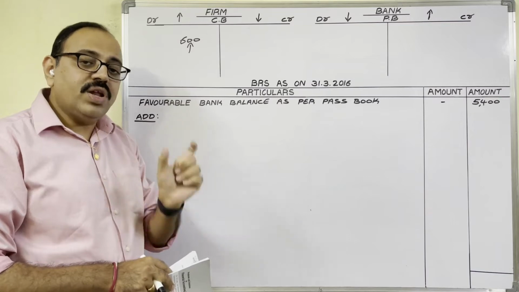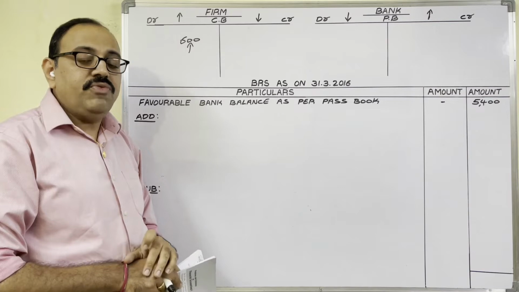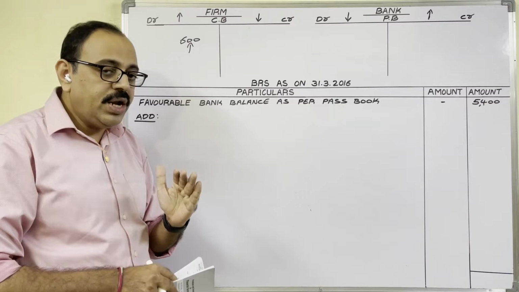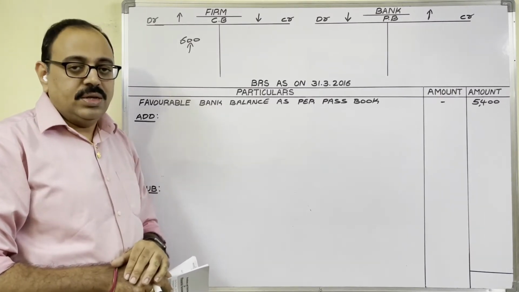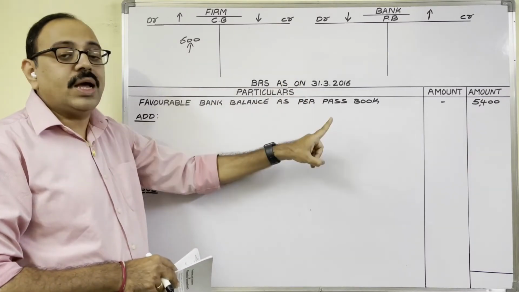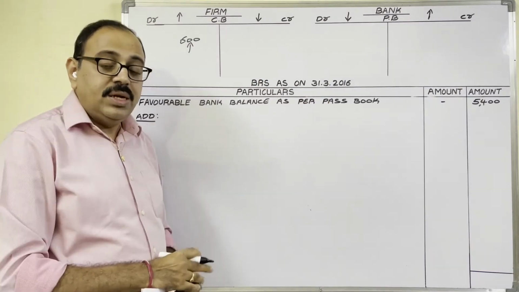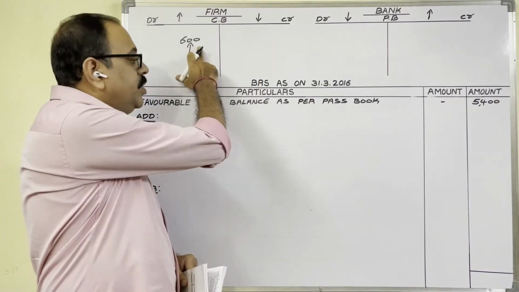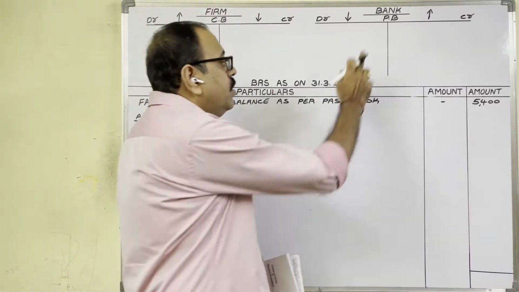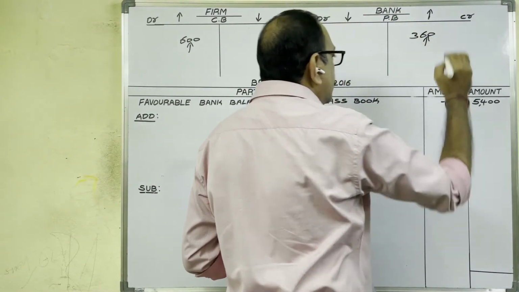And 240 worth checks were collected on 2nd April 2016. So we are preparing BRS on 31st March 2016 now. So up to that date what happened, that only we should consider. So in 600 rupees worth checks, 240 checks were not collected by the end of 31st March 2016. Means remaining amount 600 rupees minus 240, 360 rupees were collected by the bank now. Therefore, in passbook credit side, 360 was credited by the bank.